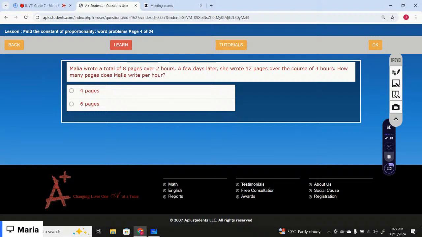The next one is Malia wrote a total of 8 pages over 2 hours. A few days later, she wrote 12 pages over the course of 3 hours. How many pages does Malia write per hour? Which is the correct option?